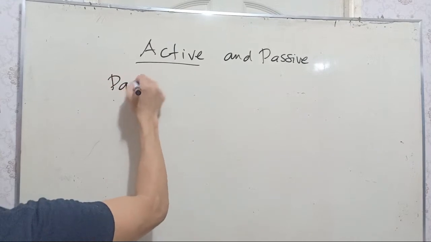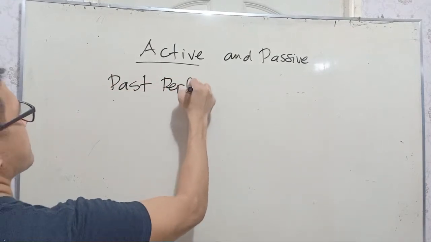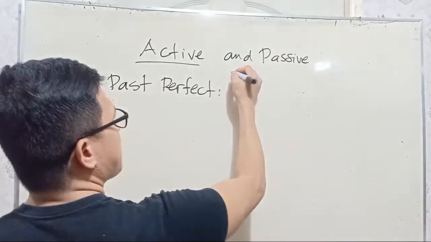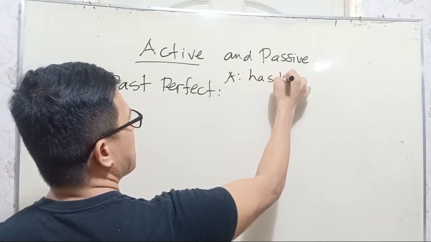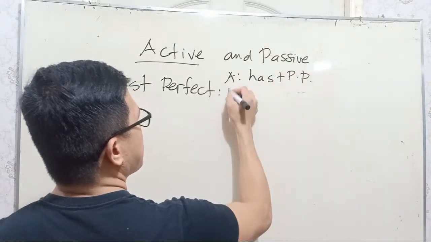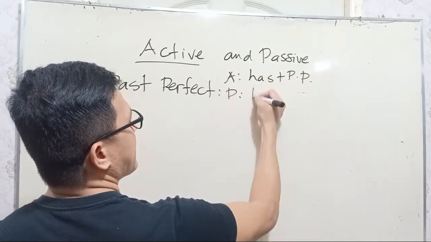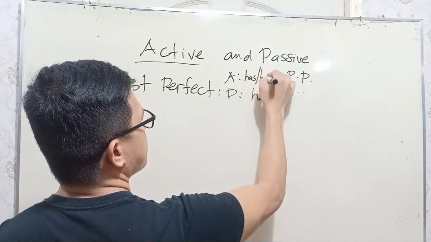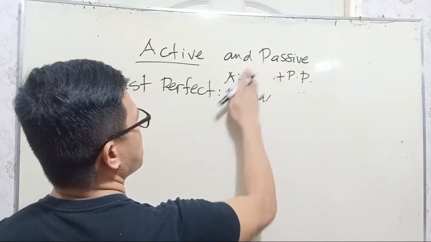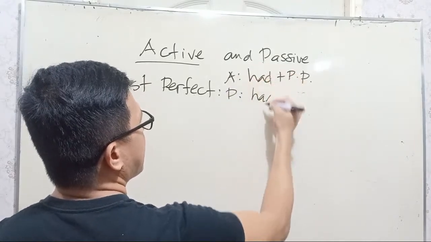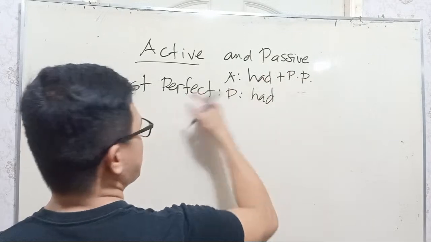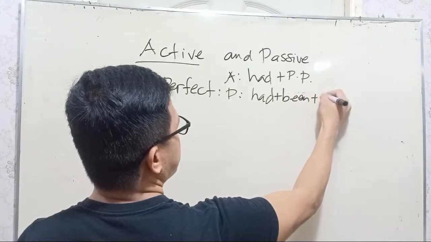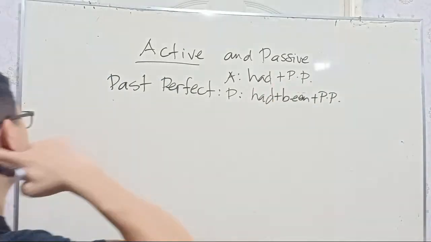For the past perfect, of course, in the active, we say had plus past participle. In the passive, we say, I'm sorry, this is had, and this one is also had because this is past. Had plus been plus past participle. The same as earlier.